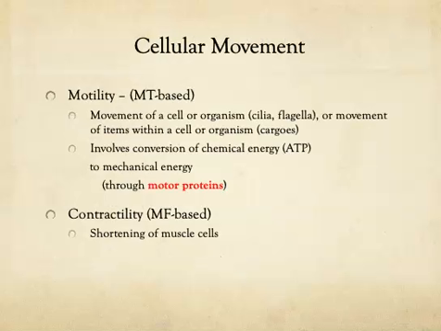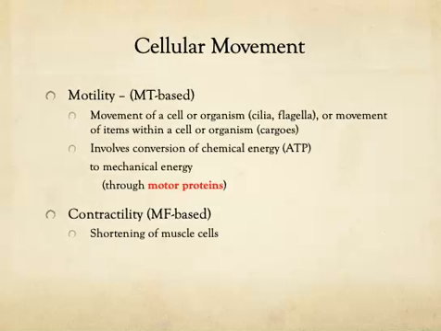There are two very different types of cellular motility or cellular movement. The first and most obvious is the literal movement of a cell through its environment. We know that flagella and cilia are involved in that. We know that microfilaments are involved in amoeboid movement, and we will talk a little bit about that today.